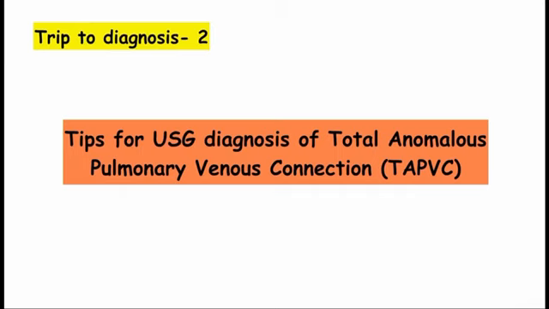Hi friends, today I welcome you all for the ultrasound diagnosis of TAPVC, total anomalous pulmonary venous connection. Quite a rare anomaly, but if you do a careful and systematic examination, it's quite easy to diagnose. And out of the different types, today I'm going to discuss in detail about the supracardiac type.